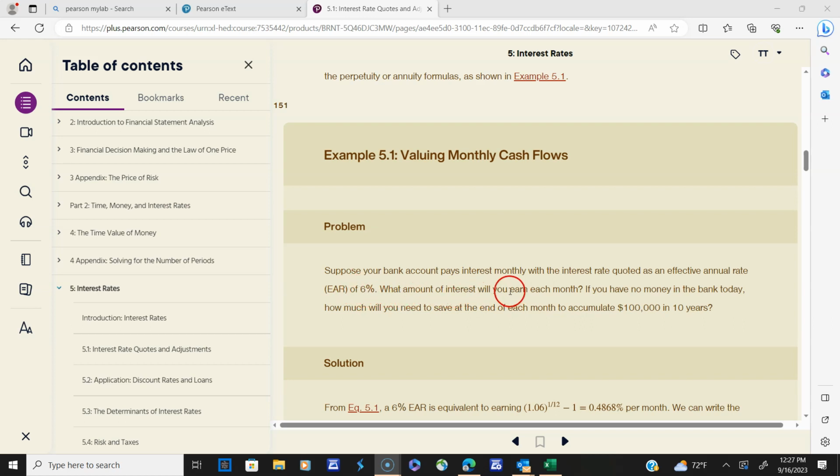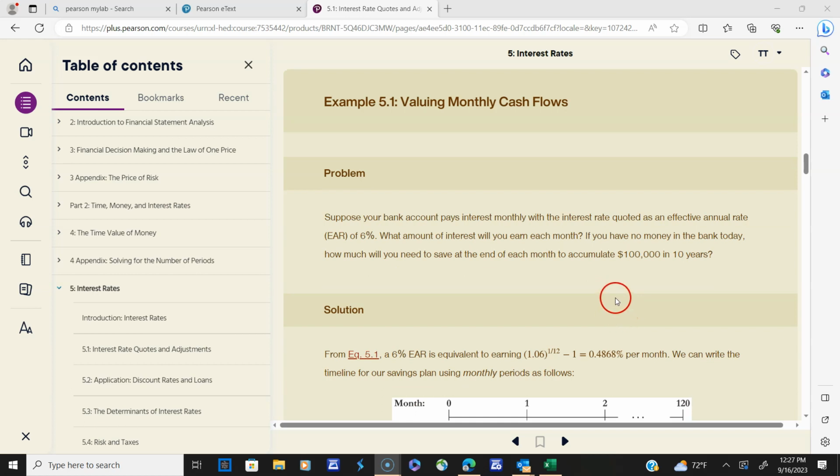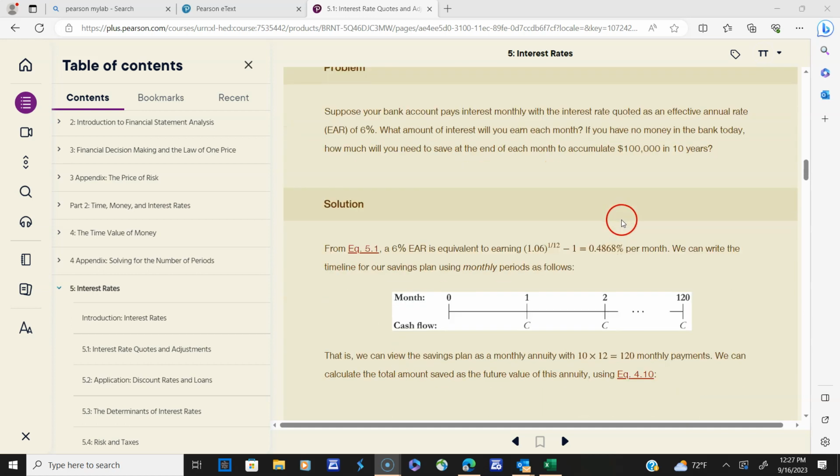What amount of interest will you earn each month? If you have no money in the bank today, how much will you need to save at the end of each month to accumulate $100,000 in 10 years? All right, so we went over this on one of the slides, but we'll go over it again.